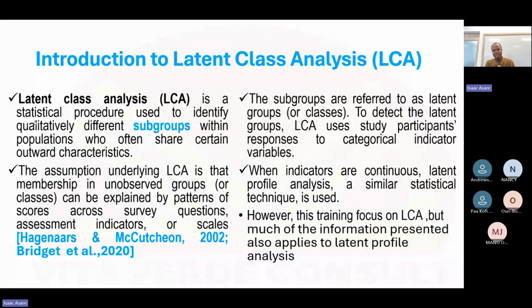So this technique will help you to be able to do that kind of classification. Then you can add other covariates or you can add other variables to the model.